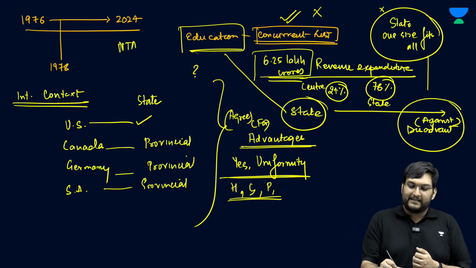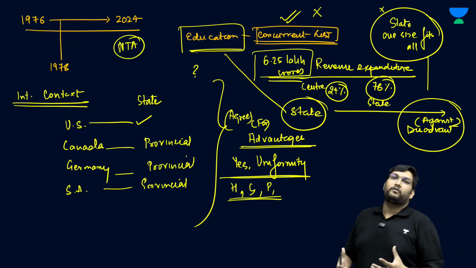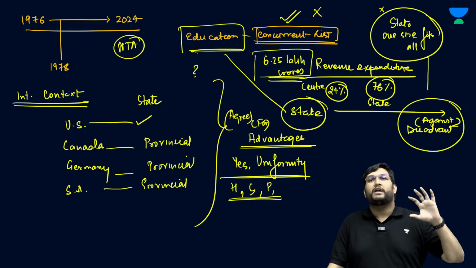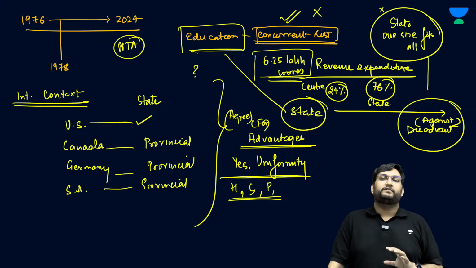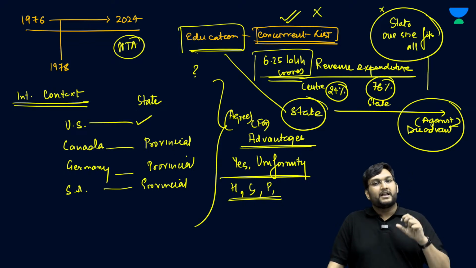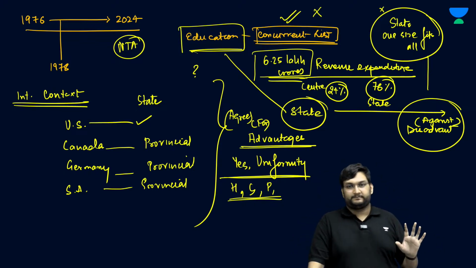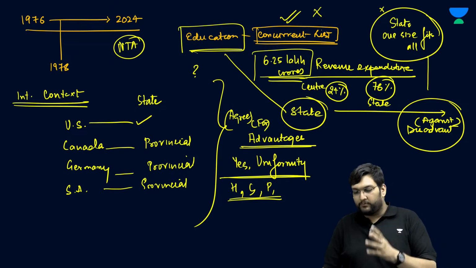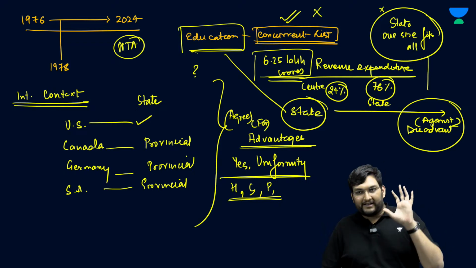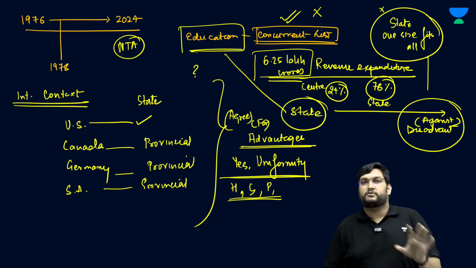So the NTA is the direct product of the concurrent list idea, and therefore people are saying that the states should have their own way of recruiting, or what we call taking admissions in different examinations. Now, both are dangerous. Concurrent list, you can see the problem is that the center does not understand everything in every state. One size fits all or a top-down approach is always not good.